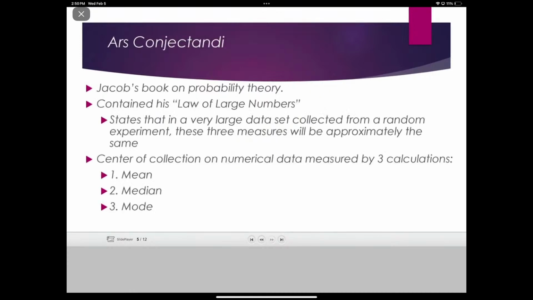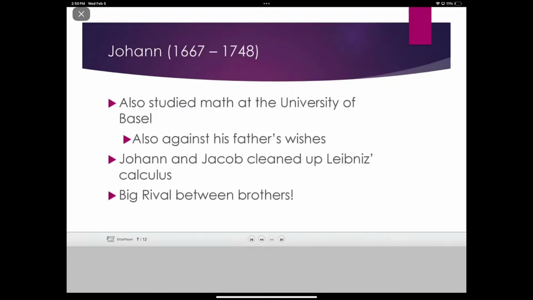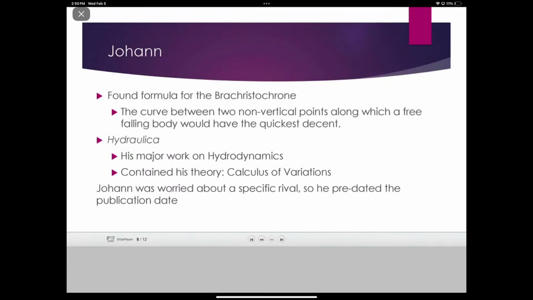Probability, so there was a lot of probability that Bernoulli is involved in. There are some Bernoulli probability functions. Anyway, so you have Bernoulli numbers. But the one that you're interested in, yeah, so they worked on calculus. There were rivalries. Good, good, good.